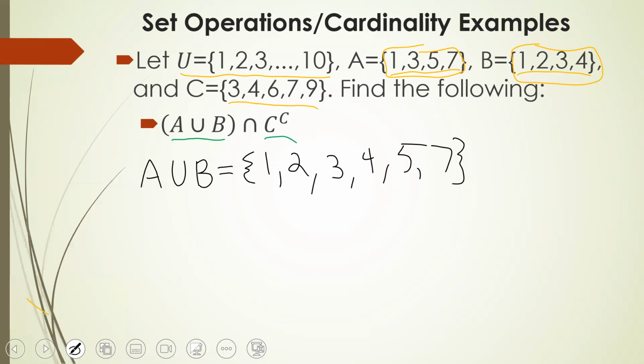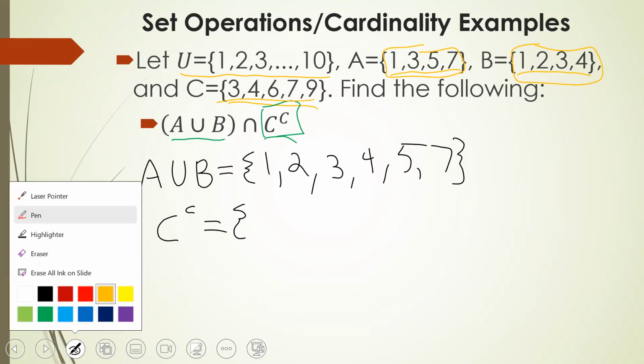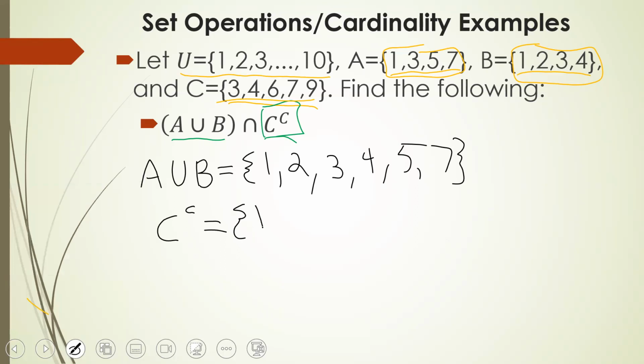Next, I'm going to look at what the other set is we're given over here, which is C complement. Figure out what that is. So the set C complement, recall that that means everything in the universal set that is not also in the set C. So looking in the set C contains the elements 3, 4, 6, 7, 9. So the things that are not in that set that are in the universe would be 1 and 2, the element 5, the element 8, and the element 10.